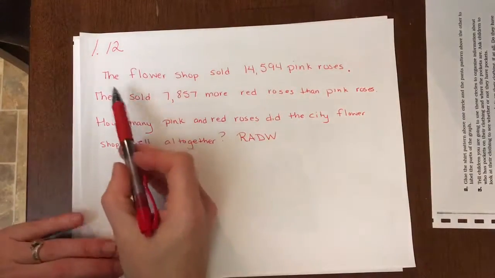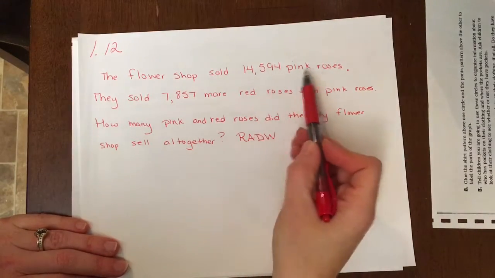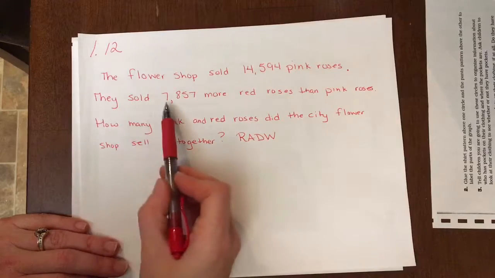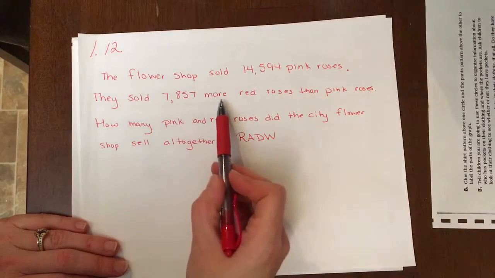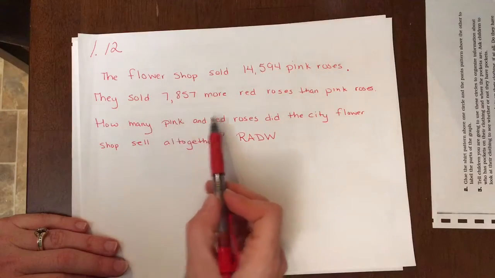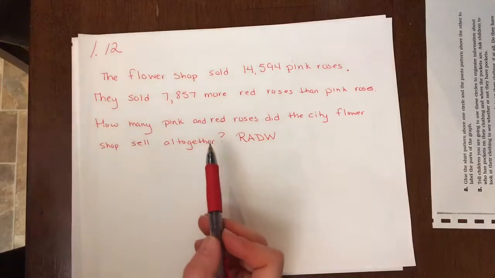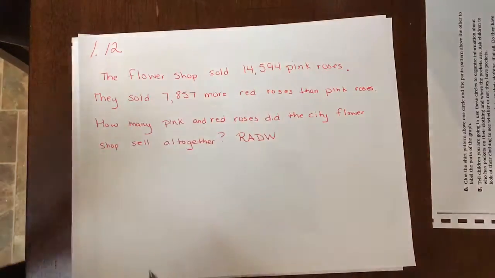So here we go. The flower shop sold 14,594 pink roses. They sold 7,857 more red roses than pink roses. How many pink and red roses did the city flower shop sell altogether? So at first it looks pretty easy. Oh, let's add those two. But it's not that simple.